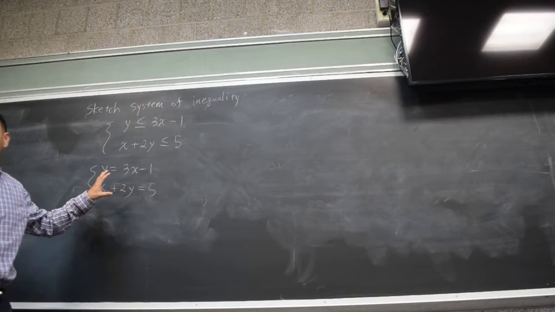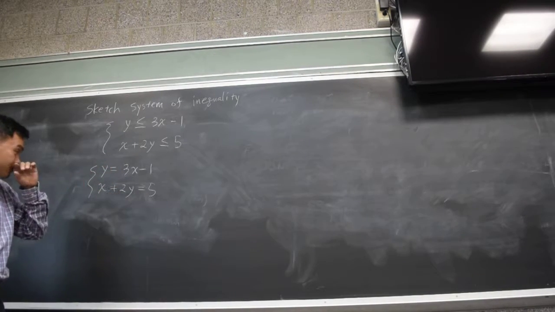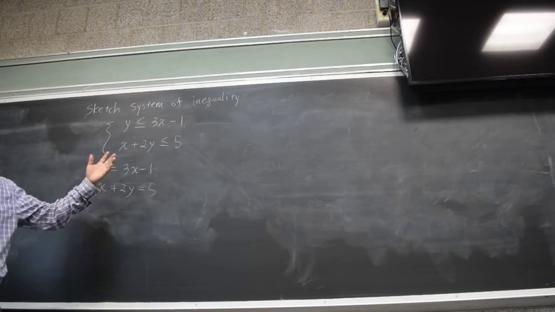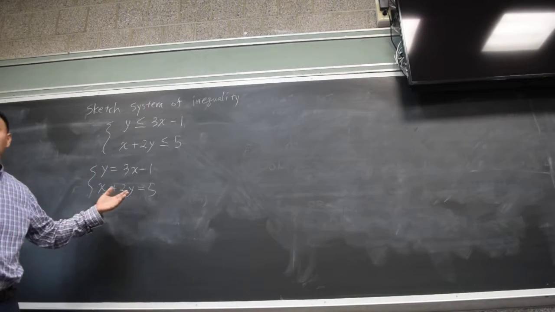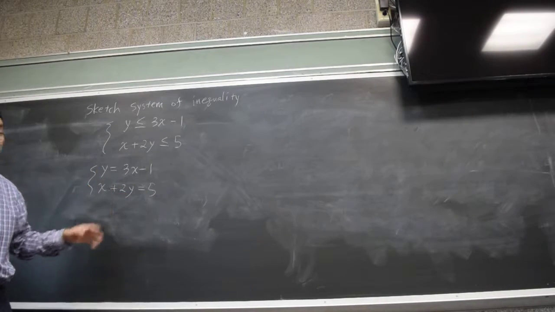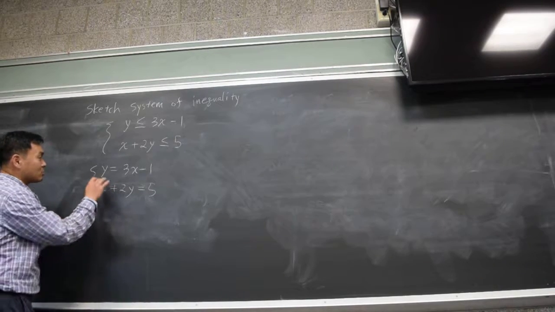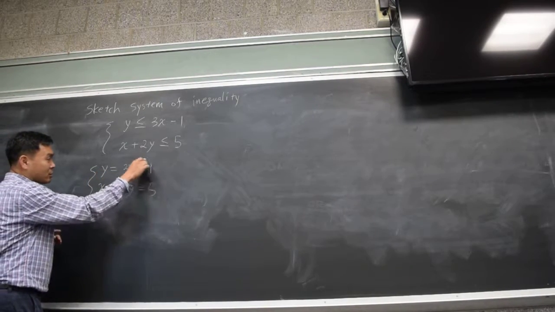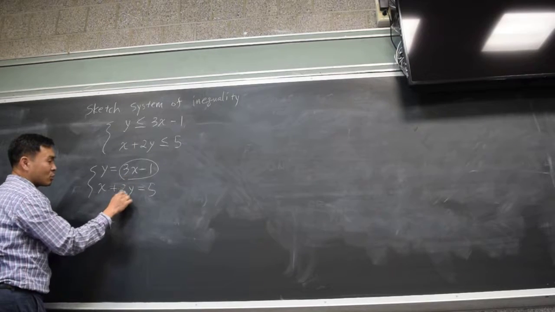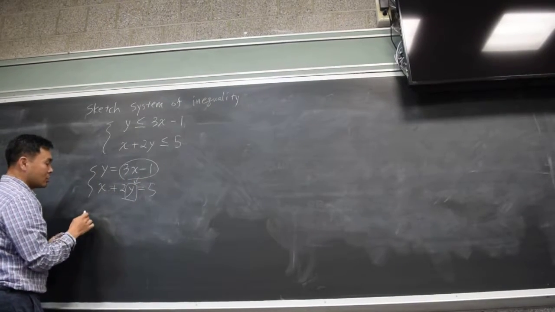Now, there are many ways to find this, and actually I know at least 3, but that's for another discussion. So whatever you use, if you can find the intersection, that's good. For now, I will use the substitution because y is already solved for: 3x minus 1. So I'm going to replace this y by 3x minus 1. So what do we get?